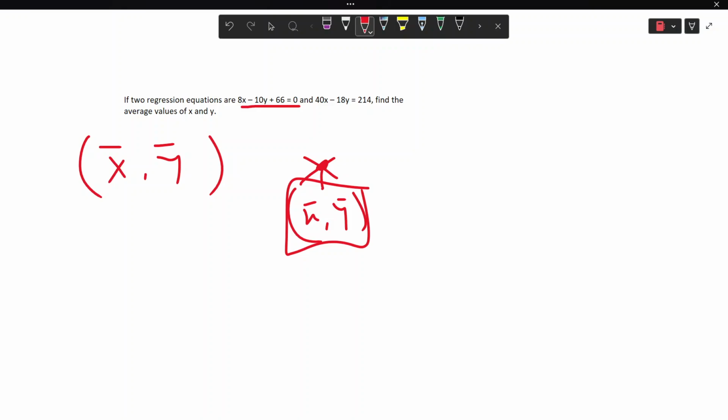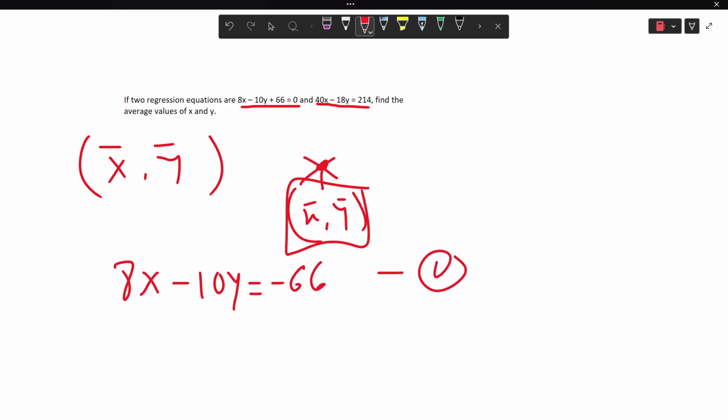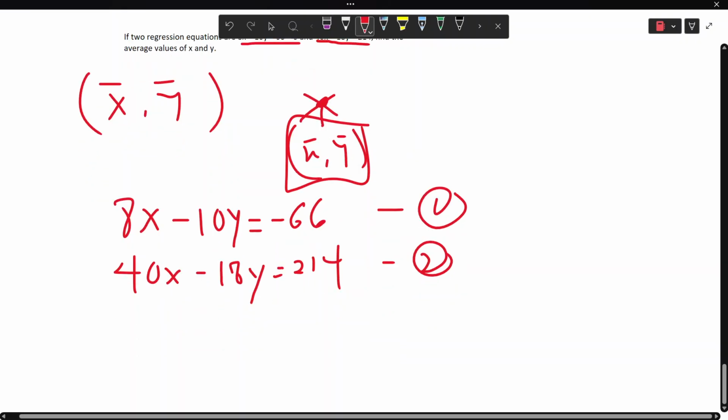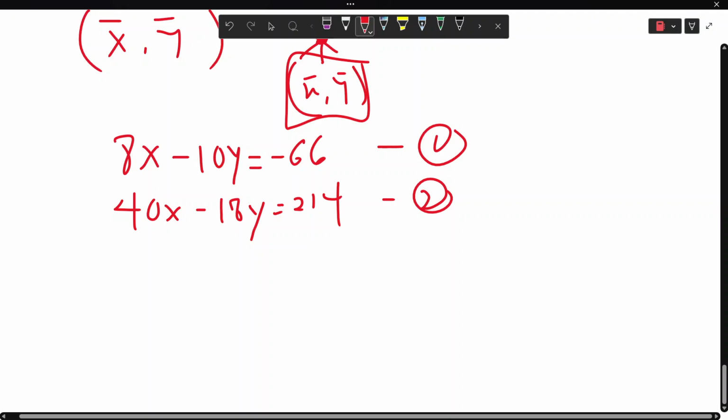And how do you get their means? You get the means by solving the two equations simultaneously. So let's assume that the first equation, 8x minus 10y equal to minus 66, is equation 1. And the second equation, 40x plus 18y is equal to 214, is equation 2. Here we can solve it simultaneously, either by the method of elimination or the method of substitution, to find x and y.